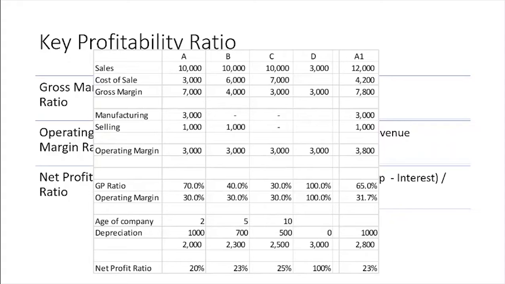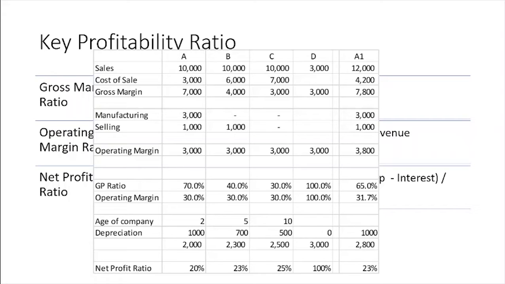So we assume here the company's age is 2 years, 5 years, 10 years and 0 years, because they don't have any fixed asset. They are just an agent and they don't need any fixed asset, right? So how is the net profit margin different? If the company is new, they have a higher depreciation, because we learned yesterday if you follow the written down value method, right, you will have a higher depreciation in the earlier years but lower depreciation in the future years, correct? So the older the company, the lower their depreciation will be.